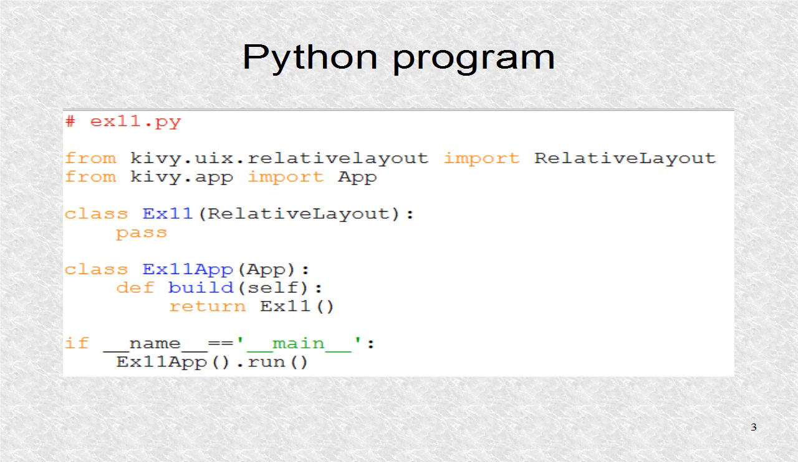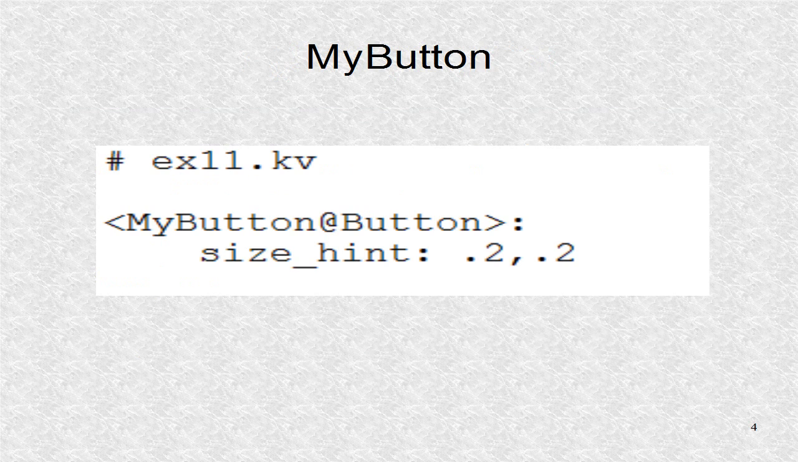3. The Python program uses relative layout for the root widget, which is defined in the Kivy file. 4. In the first part of the Kivy file, a new class is created. MyButton is based on the button class, but has a size hint of 0.2 in the X direction and 0.2 in the Y direction. This means the buttons based on this class are 20% of the layout in each direction. Because the number of pixels might be different in X and Y, the aspect ratio is not retained.